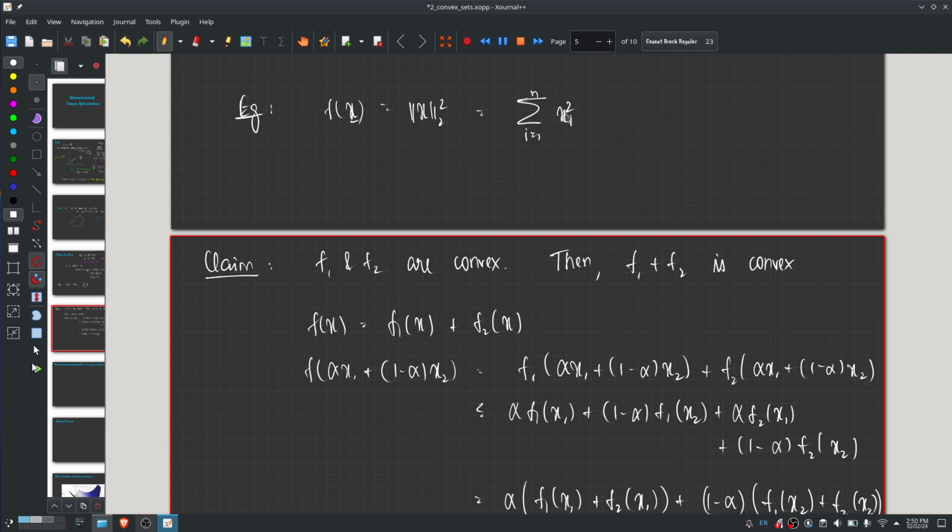So what would f of x equal to the summation of xi square look like? Let's take two dimensions, x, y. So let's say z equal to x1 square plus x2 square, or x square plus y square. Yeah? Correct, for a given z, I agree. But what would the three-dimensional shape be? Would it be like a bowl, or would it be something else? Okay.